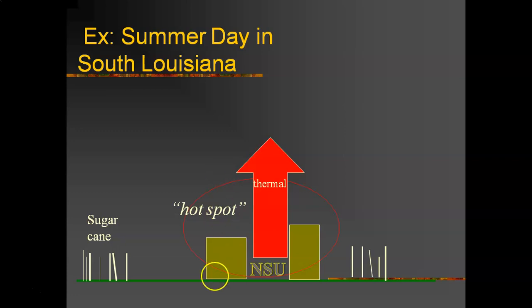And what I want to show you is a built-up area, NSU campus, with buildings and parking lots, asphalt and rooftops and concrete and what have you. And then we want to compare this built-up area to a more natural green environment, the swamp or the marsh or sugarcane fields. And what winds up happening is certain surfaces on the ground heat up faster than others.